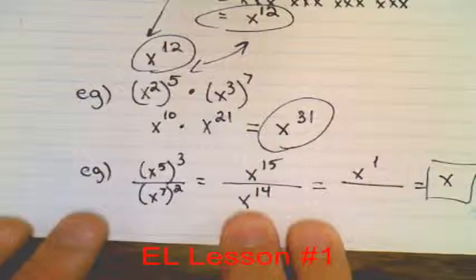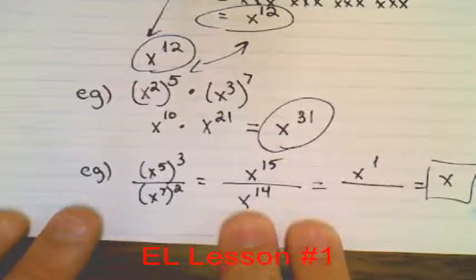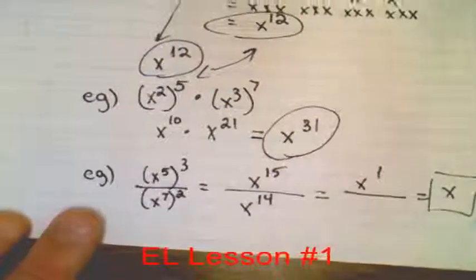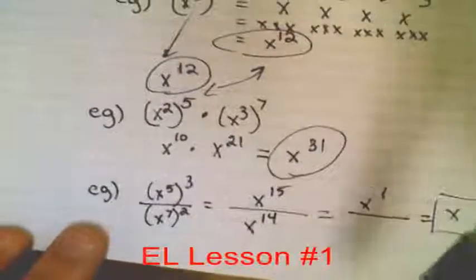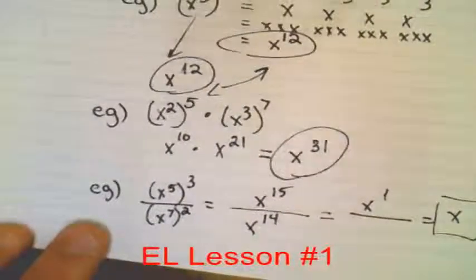Now from there, you do the division. The division is keep the base the same, and it ends up in the numerator. 15 minus 14 is 1, so you get x to the 1, or just x, and you're done. Okay, so that's what it boils down to. It's just nice and simple. So you've got that sort of idea.